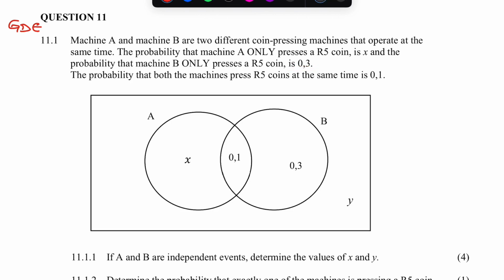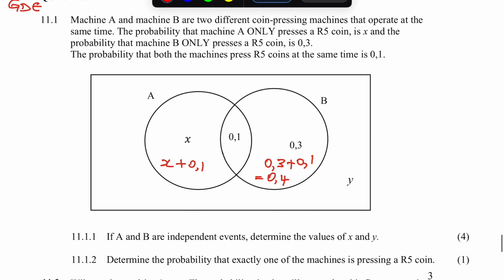So basically here we are given that X is for A only, and 0.3 is for B only. If I want the whole of A, it is going to be X plus 0.1. And if I want the whole of B, not B only, it is 0.3 plus 0.1, which is basically 0.4. Remember, if you were given the probability of A and you are looking for A only, you will subtract that. Now the probability that both machines press a 5 rand coin at the same time is 0.1, as indicated.